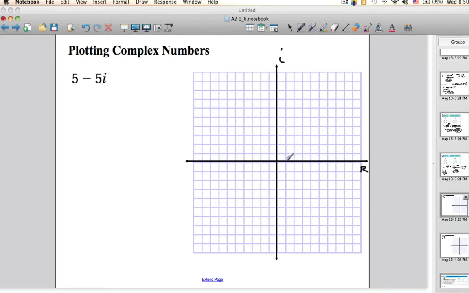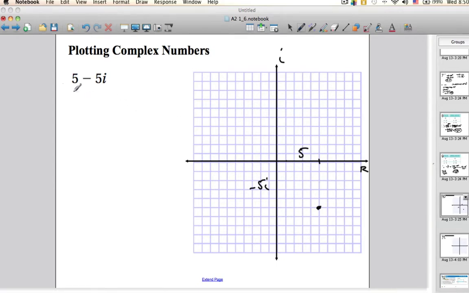So I would do 1, 2, 3, 4, 5, and then down 5. 1, 2, 3, 4, 5. And this is the plot, right? So I went down 5i and 5, and the location that matches that is right here. Okay, so that's how I plot complex numbers. Pretty simple. It's a lot like plotting ordered pairs.